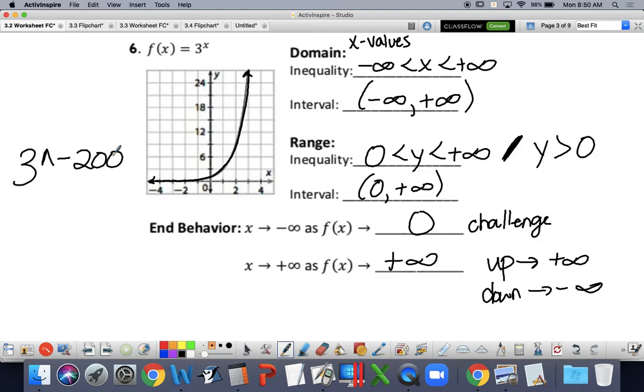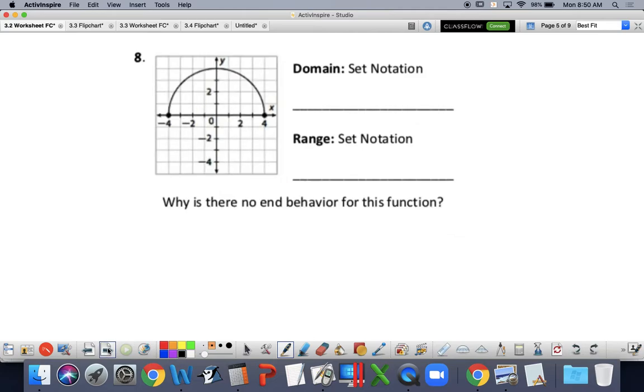All right, let's flip it over. Let's do 7 or 8. 8 it is. Number 8 looks a little funky. Is this a function though? Does it pass the vertical line test? Yes, it does. So this is a function. It's a weird one. I know it's a semicircle, a half of a circle, but okay.